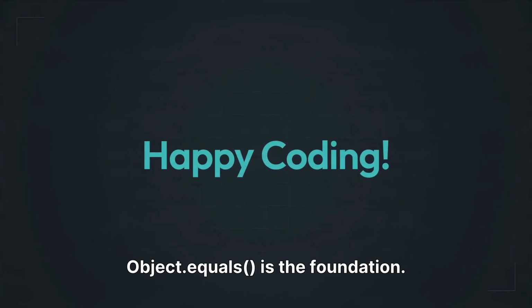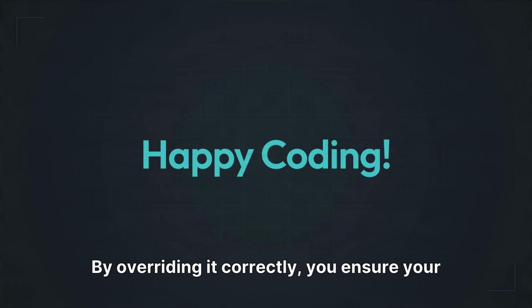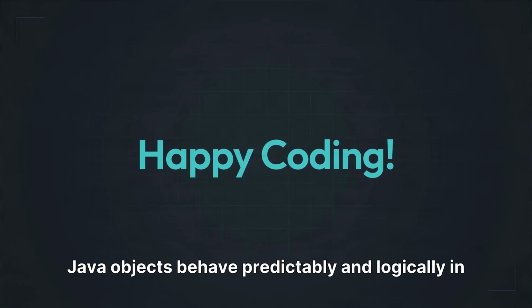Object.equals is the foundation. By overriding it correctly, you ensure your Java objects behave predictably and logically in any application.